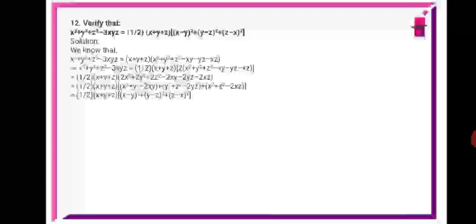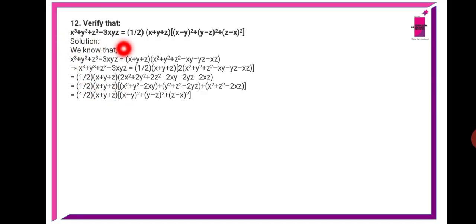So verify that x cube plus y cube plus z cube minus 3xyz is equal to half into x plus y plus z into x minus y whole square plus y minus z whole square plus z minus x whole square. Here what we are doing, we are taking the identity as it is: x cube plus y cube plus z cube minus 3xyz equals x plus y plus z into x square plus y square plus z square minus xy minus yz minus zx.